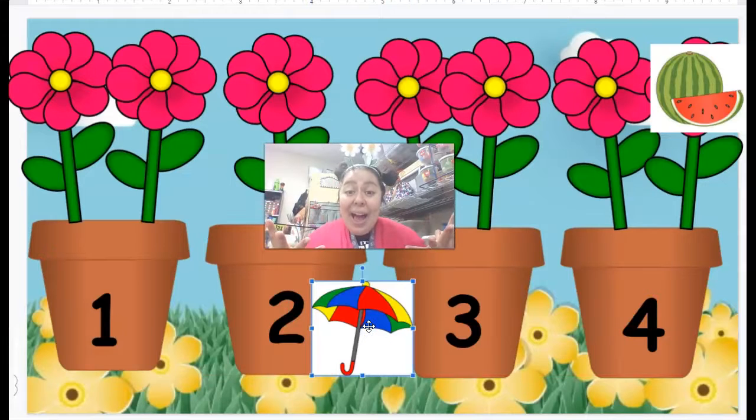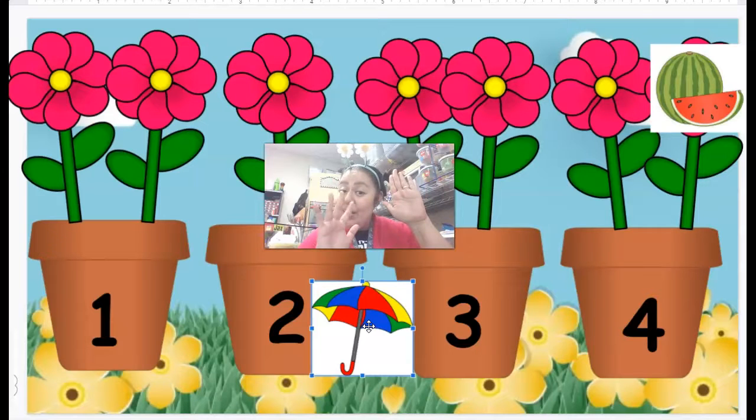An umbrella, because in the spring, especially in April, we see a lot of rain because all of these plants and flowers need to start growing. So we might be seeing a lot of rain for the month of April. But let's figure out how many syllables are in the word umbrella.